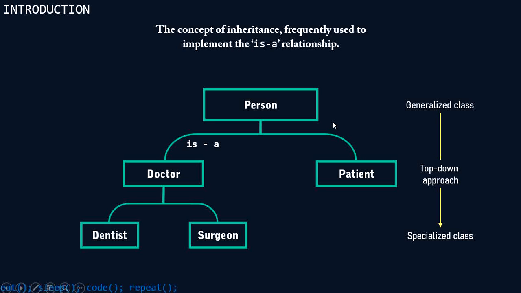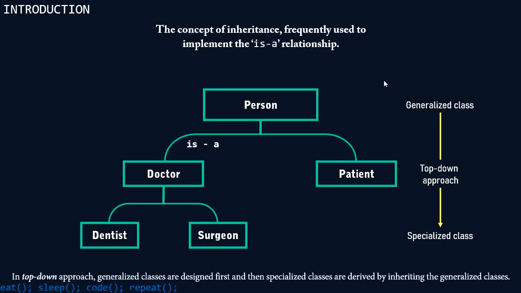There are basically two types of approaches, a top-down approach and a bottom-up approach. In the top-down approach, we are given a problem, and we divide that problem into multiple cases. When we talk about a top-down approach, generalized classes are designed first, and then the specialized classes are derived by inheriting the generalized class.